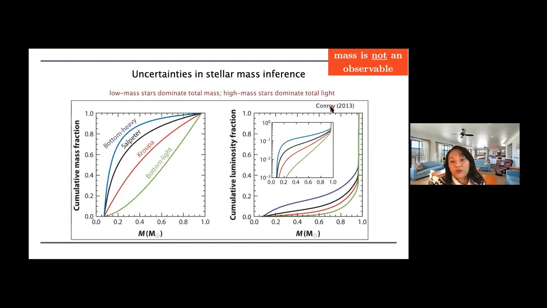That's nicely summarized by the two panels here, which are also extracted from a review article put together by Charlie Conroy in 2013. It shows on the left the cumulative stellar mass for different initial mass functions. It shows that, given any initial mass function, most of the mass lies in low mass stars, less than a solar mass, whereas most of the light comes out of massive stars, and that's where our observational signal is. So when we talk about mass, the first order of business is that we have to specify and justify the use of an initial mass function for our analysis.